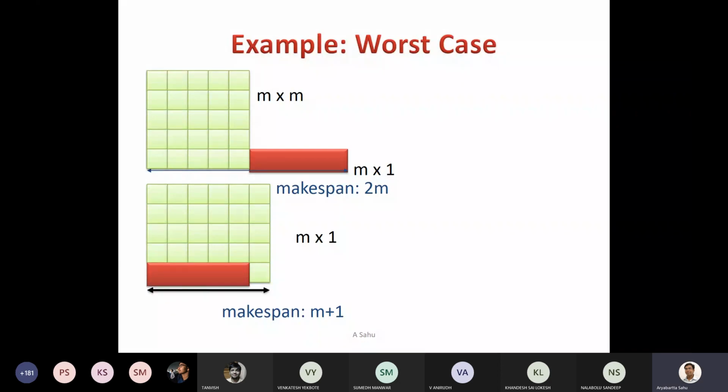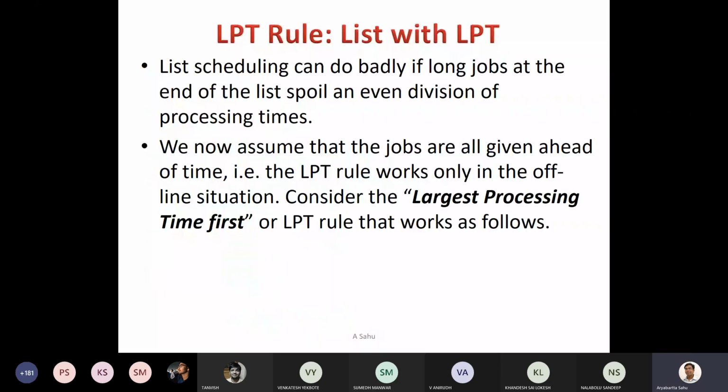The best rule is the LPT rule, list scheduling with longest processing time. List scheduling can do badly, whatever worst case you have seen, if long tasks are at the end. It spoils an even division of the processing time if longer tasks are put towards the end.